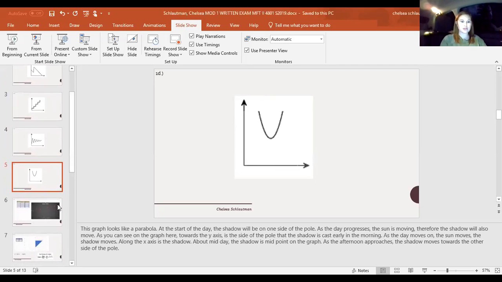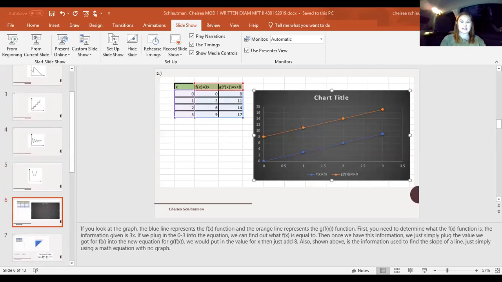And for number 2, it is asking us to look at these different functions and figure out what g of f of 0 is, g of f of 1, and so on all the way to 3. So here I have a little chart, an XY table, and it's going to have the numbers plugged in to make it a little bit easier. If you look at my actual table, my orange line represents the g of f of x function, and the blue line is the f of x function.